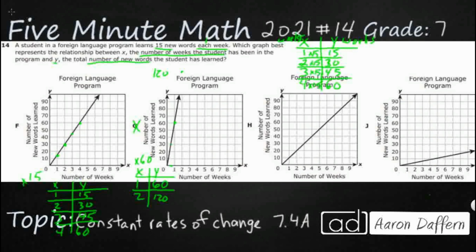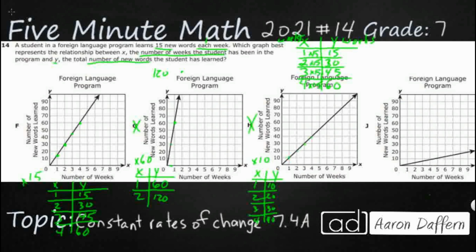Not going to work. Let's check our h, x, y. It's just a little bit shallower. It's actually a lot cleaner, right? 1 for 10, 2 for 20, 3 for 30. So it's easier to read because it's not on any of these in-betweens. It's just the wrong constant. We're multiplying by 10 here. We needed to be multiplying by 15. So it's not g, it's not h.